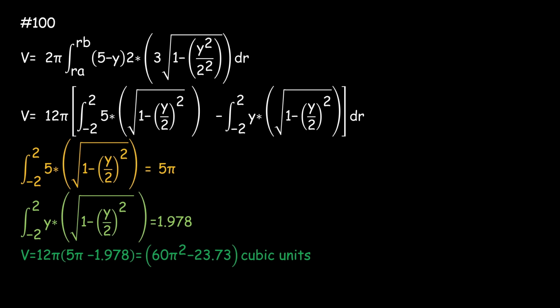Hence our volume would be the difference between these two values, 5 pi minus 1.987, all multiplied by 12 pi, which gives us 6 pi squared minus 23.73 cubic units. If you have any questions regarding this last segment, let me know in the comment section down below. I'm going to explain further in another video.